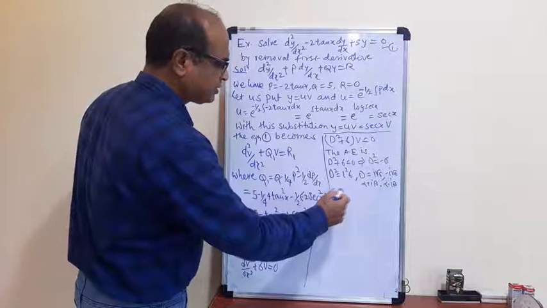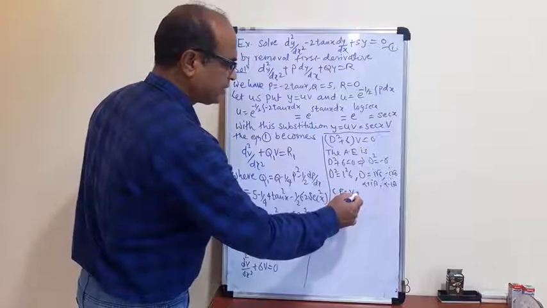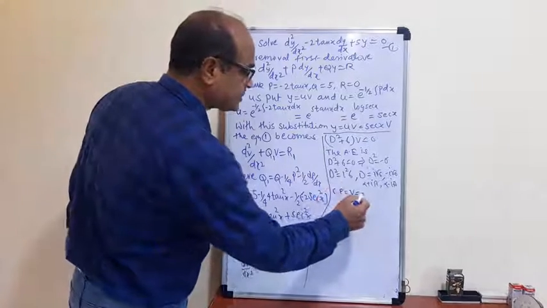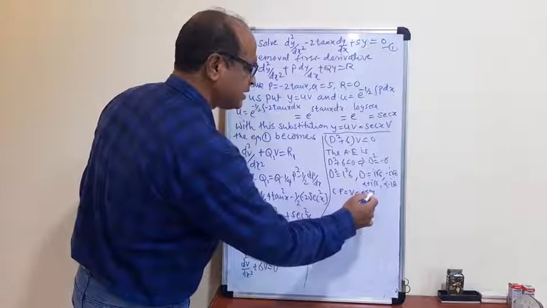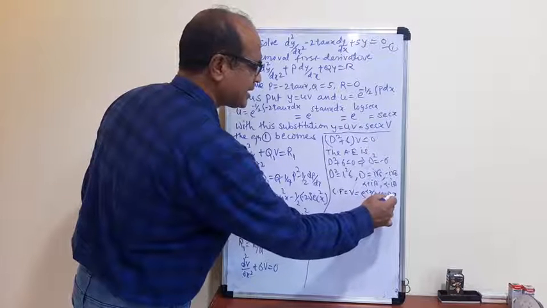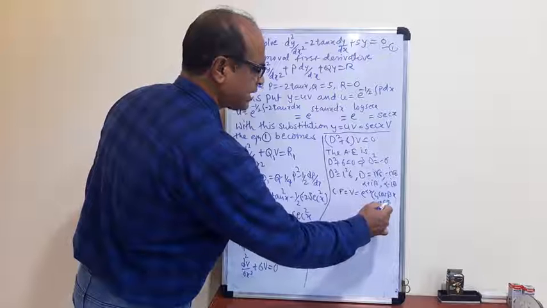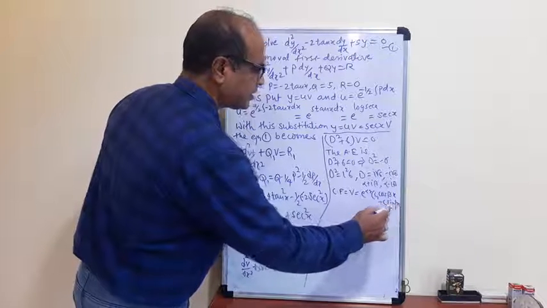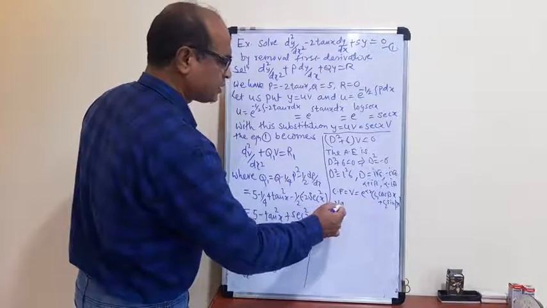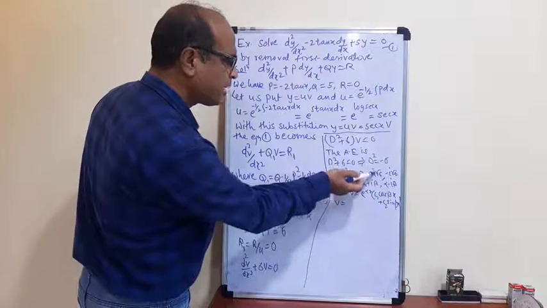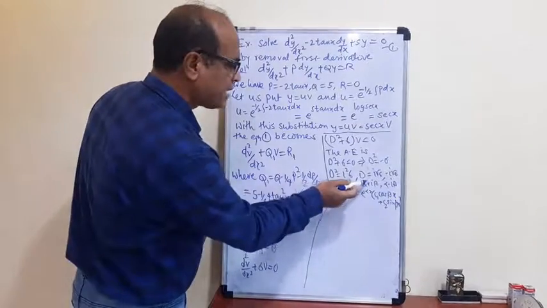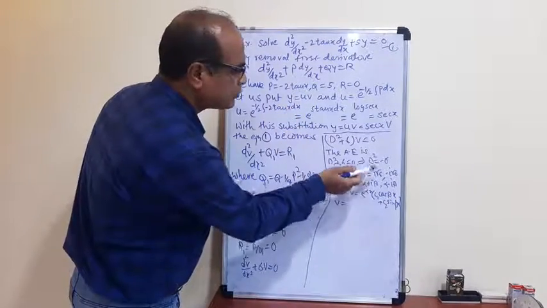CF, the complementary function, is equal to v, which is e raised to alpha x into c1 cos beta x plus c2 sin beta x. Okay, so this is the complementary function. So v is equal to what? Alpha is 0 and beta is root 6.